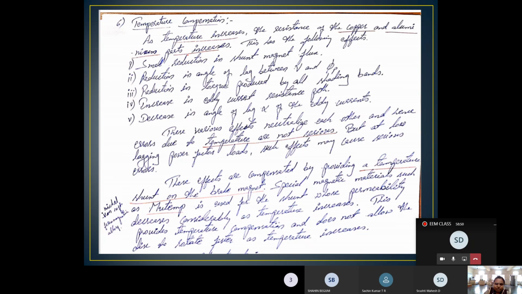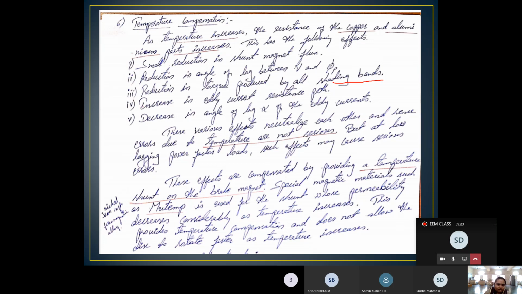Yes, of course it's going to be increasing. This has the following effects. The first one is a small reduction in the shunt magnet flux. Yes, it is going to be reducing. Then a reduction in the angle of lag between voltage and flux. Then a reduction in torque produced by all shading bands. The torque introduced by the copper shading band is also going to be reducing.